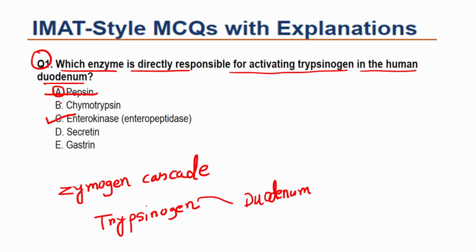Option B, chymotrypsin, is incorrect because it is actually a downstream target of active trypsin, meaning it is a zymogen that requires trypsin to activate it rather than being the initiator of the cascade itself. Option B and option E, secretin and gastrin, are incorrect because they are peptide hormones responsible for signaling and coordinating fluid and acid secretions, not functional catalytic enzymes capable of cleaving zymogen bonds.